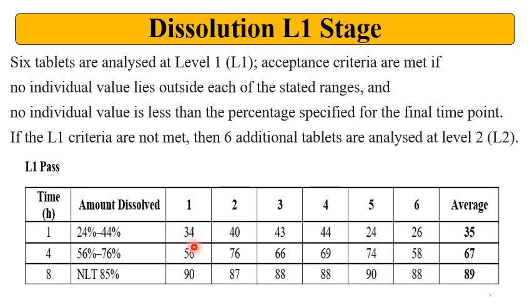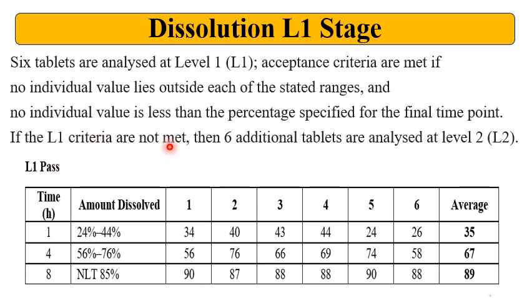Now these two are completed. Now no individual value is less than the percentage specified at the final time point, and the final time point is not less than 85%. So each individual value is above 85%. That's why this is an example of the L1 criteria passing. Here the L1 criteria is passed.